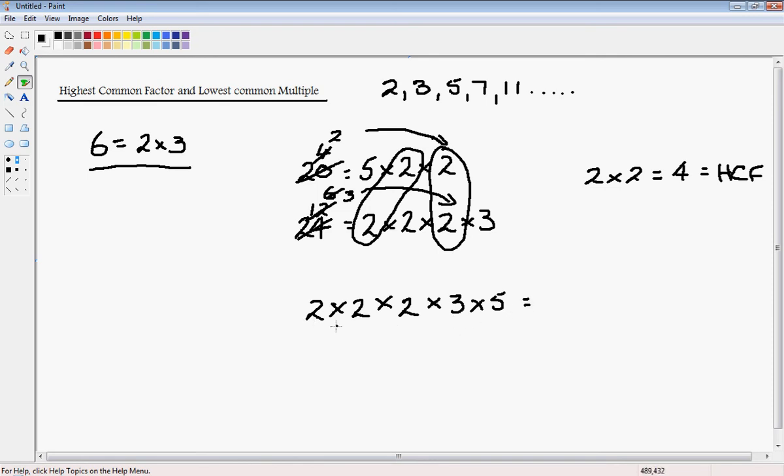Okay, so now we just multiply this out. So 2 2s are 4, 2 4s are 8, 3 8s are 24, 5 24s are 120. And that's our lowest common multiple. Okay, so 120 is the lowest number that 20 and 24 will both divide into. Okay, I hope that helps. This is just practice, so if you want to go back or rewind, by all means.